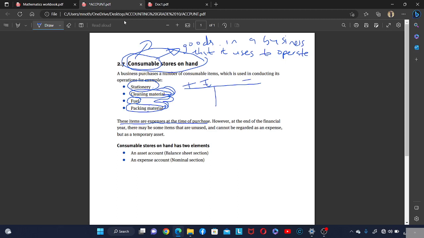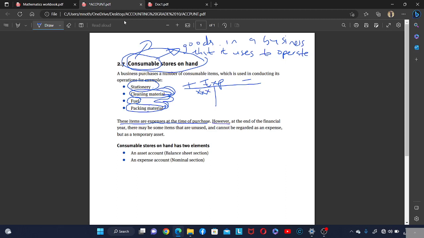So we know that expenses increase on the debit side of the T account, right? The expenses increase on the debit side and decrease on the credit side. So what are they saying? They are saying that at the time when the business buys these goods, they are regarded as an expense. So when the business buys these goods, the expenses increase, and we know that they increase on the debit side. Okay.